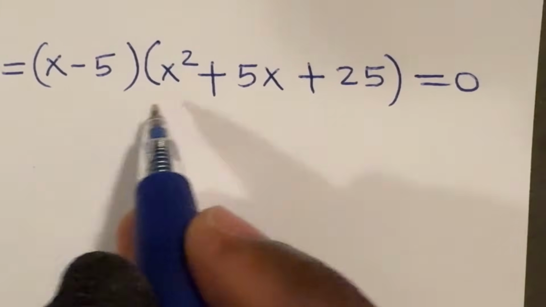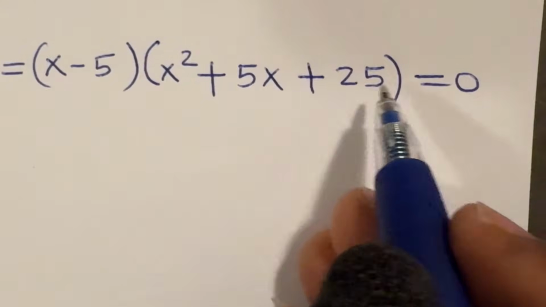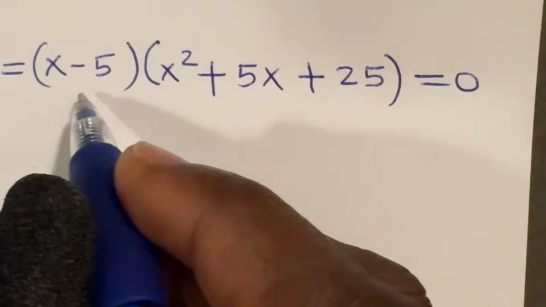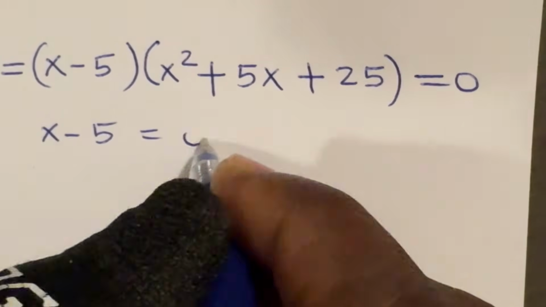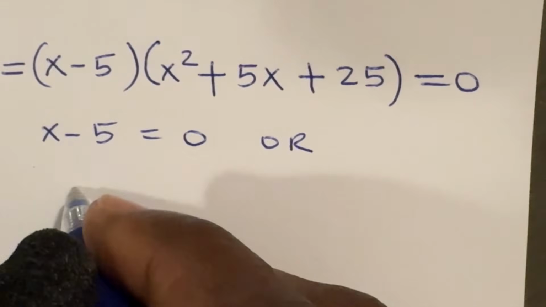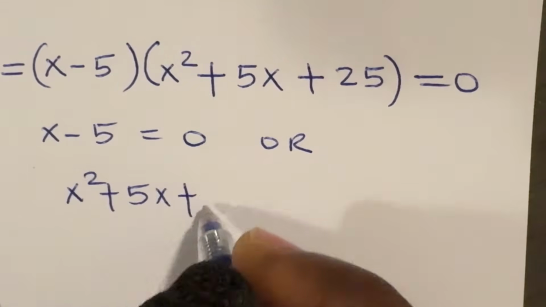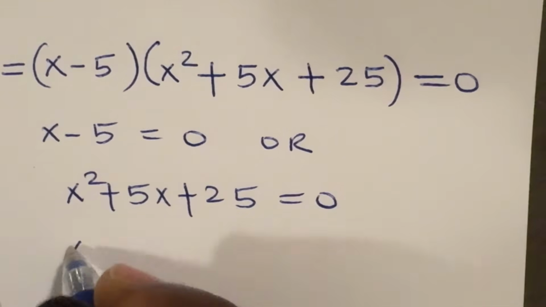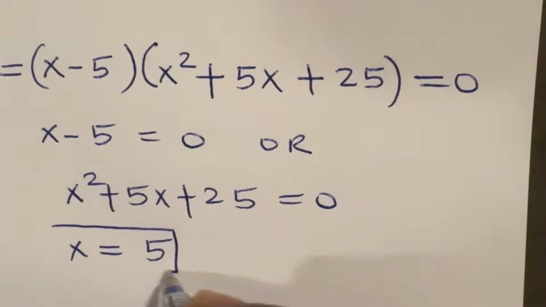So for this expression on the left, x minus 5 times x squared plus 5x plus 25 equal to 0, it means that either x minus 5 is 0 or x squared plus 5x plus 25 is equal to 0. For the first one, x is equal to 5, which gives us the first solution of this problem.